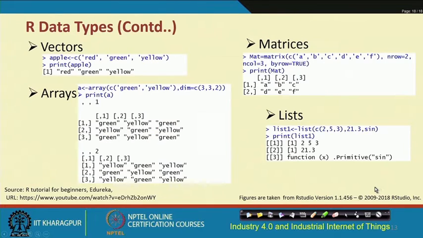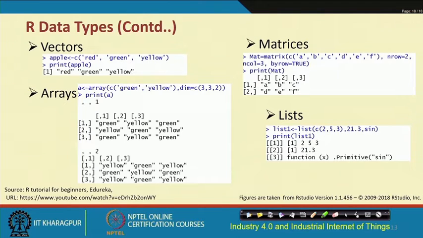So, what are these different R objects? One is the vector. A vector is basically a one dimensional array. You can define a vector like this: apple <- c, within parenthesis you give these values red, green, yellow, and then if you print apple, you get these different values of this particular vector: red, green and yellow. So, this is just a one dimensional array.